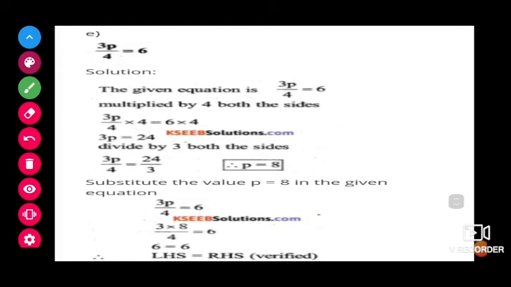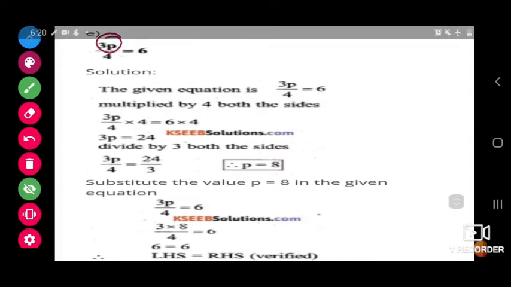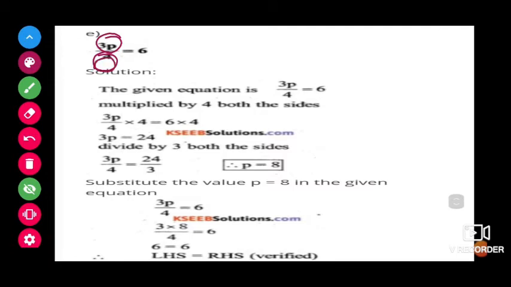Next, 3p by 4 equals 6. Here we have 3p by 4, children. Whenever you are solving, with the term related to p we cannot start. Always start from the separate number, which here is 4. So first we start from the 4. Now 3p by 4 means division by 4. If I want to remove the division by 4, what do I have to do? I have to multiply with 4.